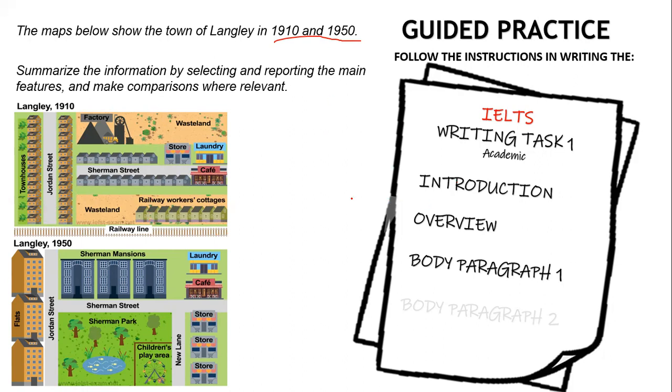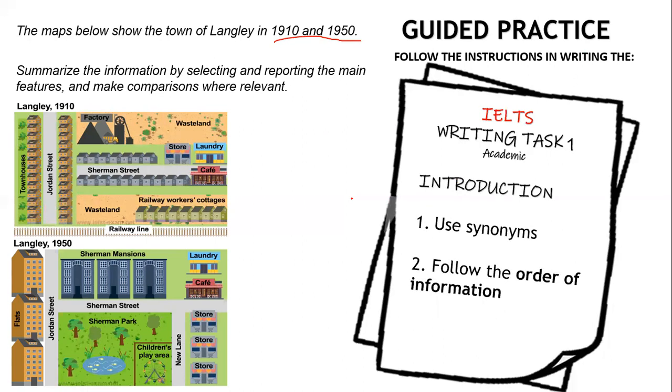So let's begin first with writing the introduction. You have to use synonyms and follow the order of information. So this is again the map of Langley, 1910 and 1950. That's 4 decades, all right? After 40 years or 4 decades. And follow the order of information. So what you need to do is to write the introduction and overview.